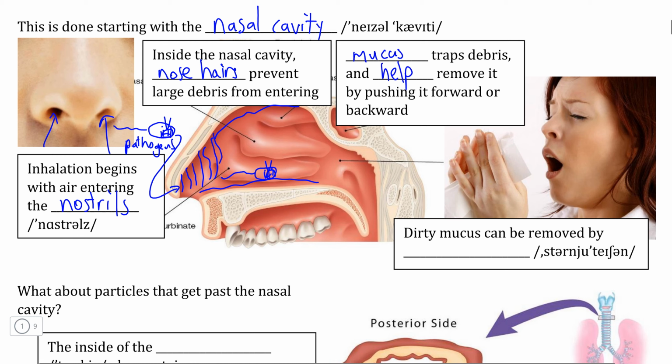And also the mucus will ultimately help to remove whatever this foreign particle is going to be, and we can see that this lady here is going to be removing any of the contaminated mucus inside of her nasal cavity, because of course it looks like she is going to sneeze.